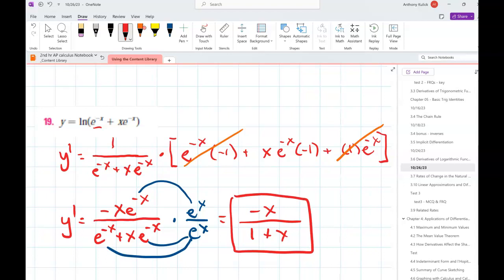The other way was not incorrect. It's just some sneaky simplification, right? If it's a free response problem, I would have accepted the previous answer before I multiplied the top and bottom by e to the x. I'd have given you full marks for that. But if it was a multiple choice question, that's not going to be one of the choices.